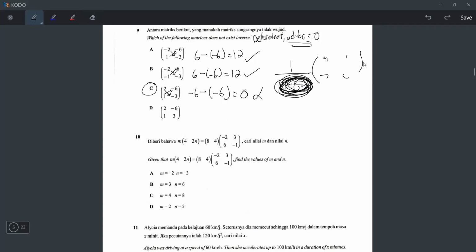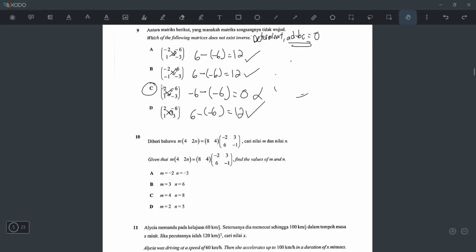And then math error, how you want to darab masuk. Okay, but if this is not 0, then this matrix has inverse lah. Okay, understand? So the C is the answer. But I will do D also lah, just in case. Let's do fast. 2 times 3 is 6 minus 1 times negative 6, negative 6, you get 12. So this matrix has inverse because the determinant is not 0.